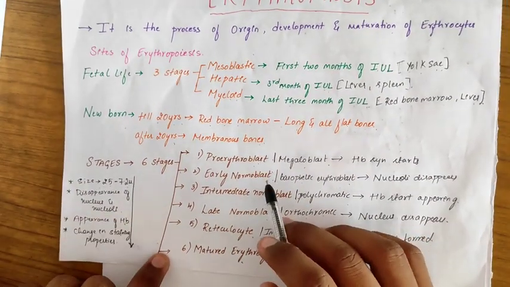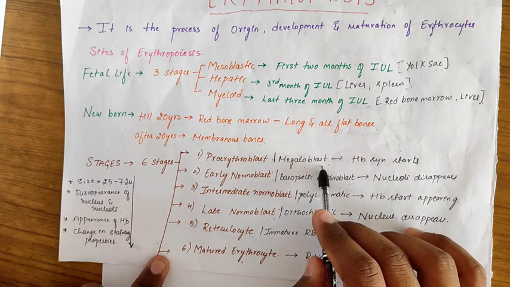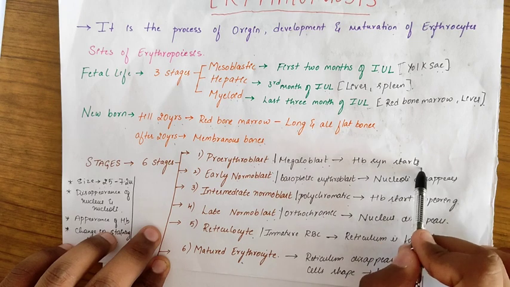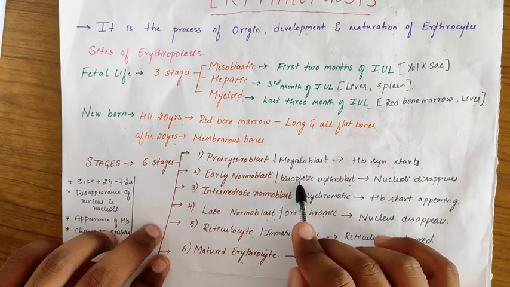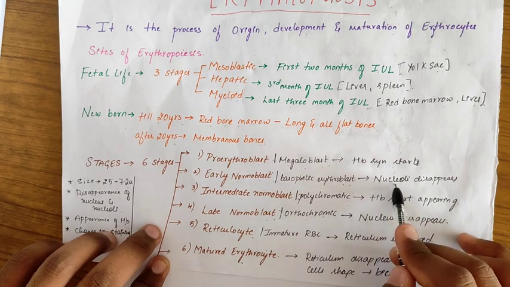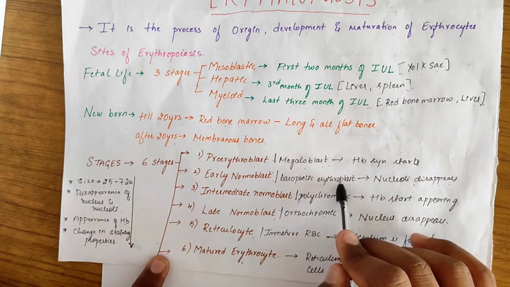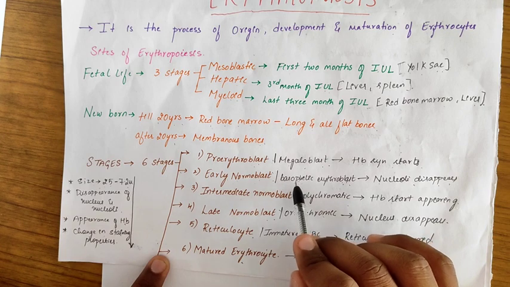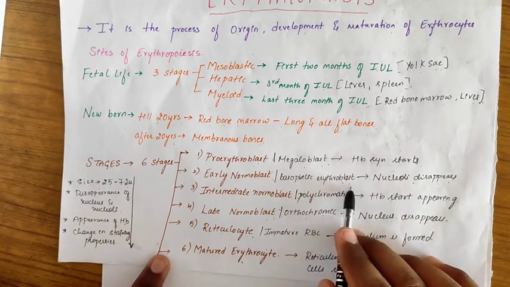These are the 6 stages. The first stage, the proerythroblast, which is also called megaloblast, in which the important event is that hemoglobin synthesis starts. And the second stage is the early normoblast, which is also called basophilic erythroblast. In this stage, the nucleoli start disappearing. It is called basophilic erythroblast because the cytoplasm is stained blue, because the cytoplasm is basic in nature.